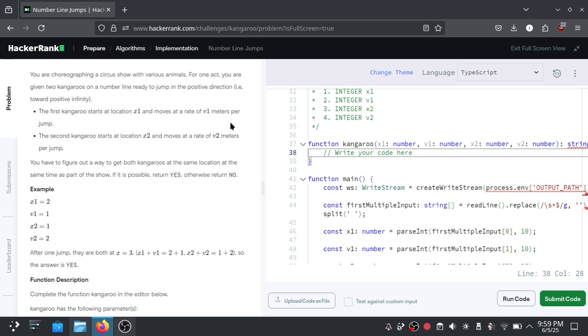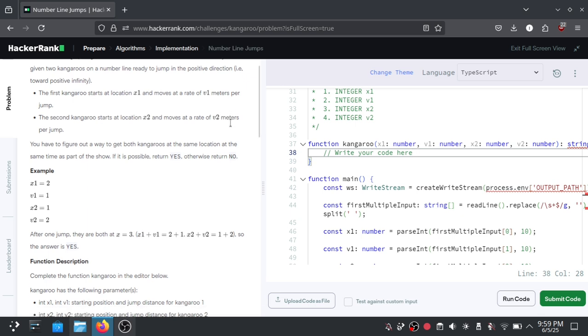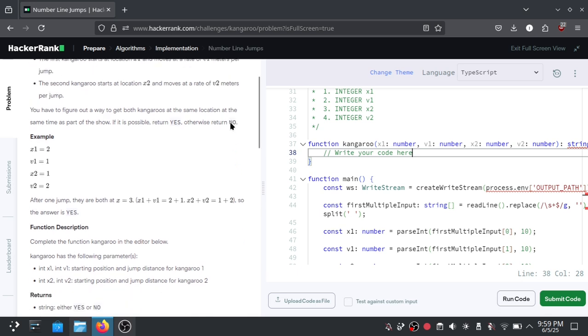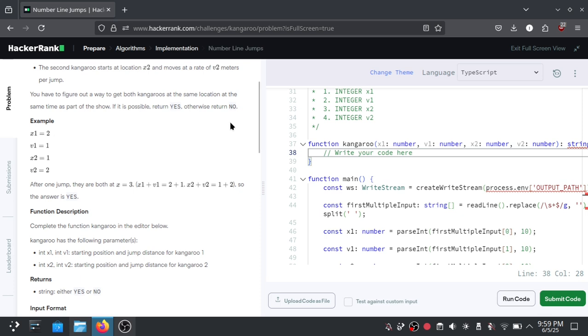And then we are tasked to solve two kangaroos jumping at different velocities, and then we need to find if they are going to meet halfway on the same jump in one moment. And then we have to figure out a way to get both kangaroos at the same location at the same time.